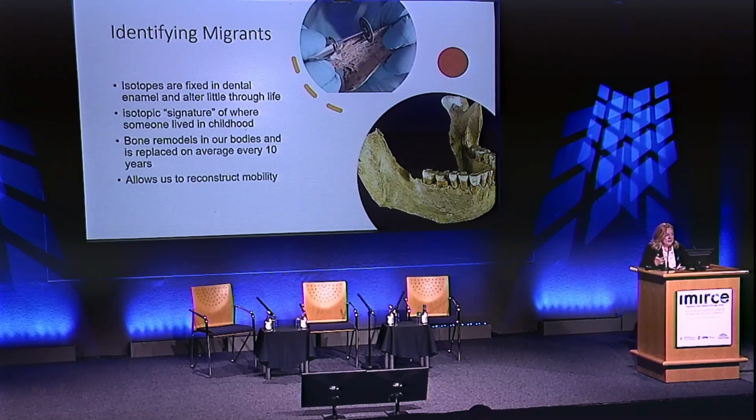So bone remodels in our body. The skeleton that we're left with when we're put into the ground are not the same bones that we had when we were young. It remodels on average about 10 years, depending on the bone in particular; the smaller, thinner bones will remodel more quickly than the harder, bigger bones. And because it remodels, it tells us of the last years in life. So you have enamel, which will tell you of the earliest years in life, and then the bone, which will give you an indicator of the last years of life. And if you do a comparative analysis, if they differ significantly, then perhaps the individual was not raised in the same area in which they were buried. And this is one of the reasons why it allows us to reconstruct mobility.